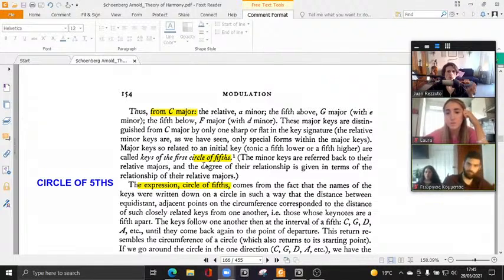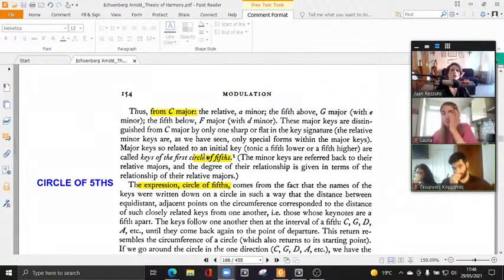Major keys related to an initial key, a fifth up or down, higher or lower, are called the keys of the first circle of fifths. It's kind of a comfort zone if you're in a key: fifth up, fifth down, relative minors. The minor keys are referred back to their relative majors, and the degree of their relationship is given in terms of the relationship of the relative majors.